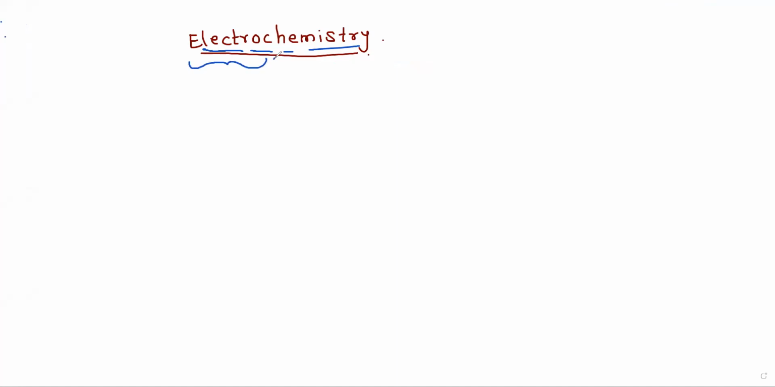This word is inclusive of two words in itself, which are electro and chemistry. Now what does this actually mean, electro and chemistry? Let's see this in a very simple definition of electrochemistry. Electro means electricity or electric energy, and chemistry is nothing but chemical reactions.